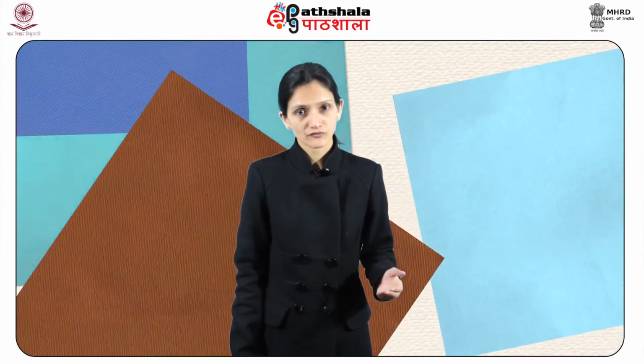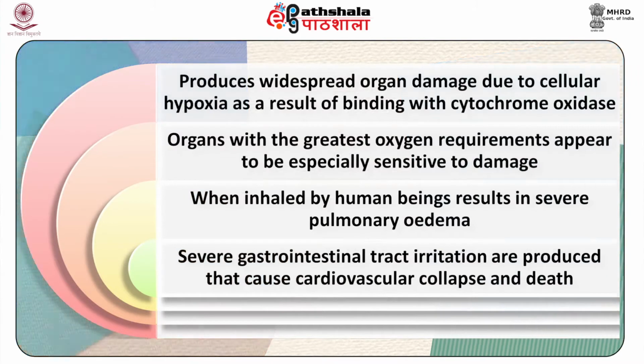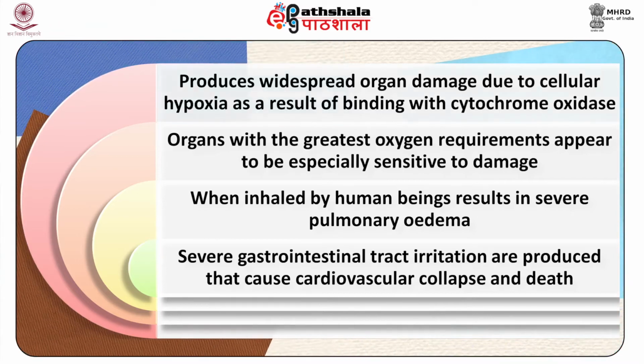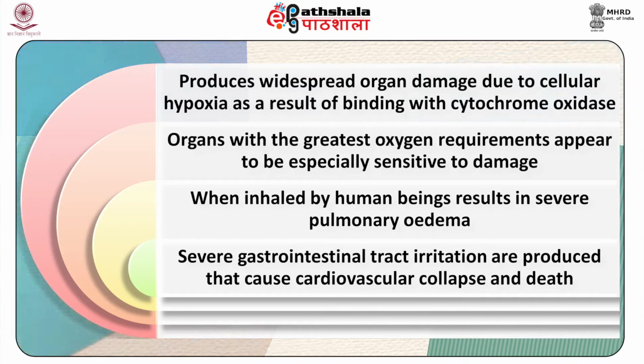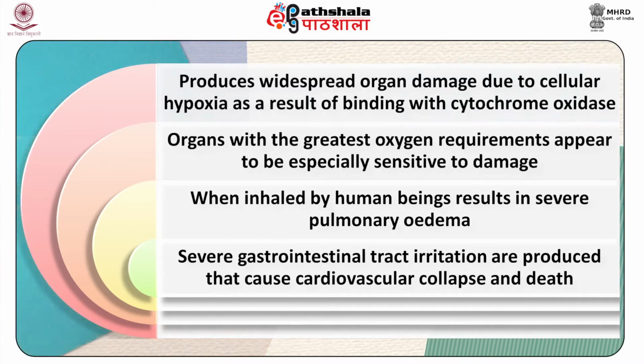of zinc phosphide. Phosphine produces widespread organ damage due to cellular hypoxia as a result of binding with cytochrome oxidase, an important respiratory enzyme. The organs with the greatest oxygen requirements appear to be especially sensitive to damage and include the brain, kidneys, heart, and liver.